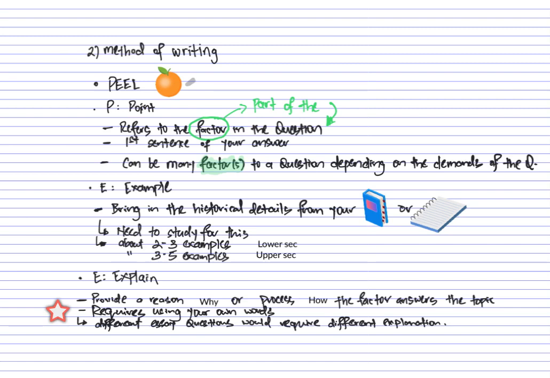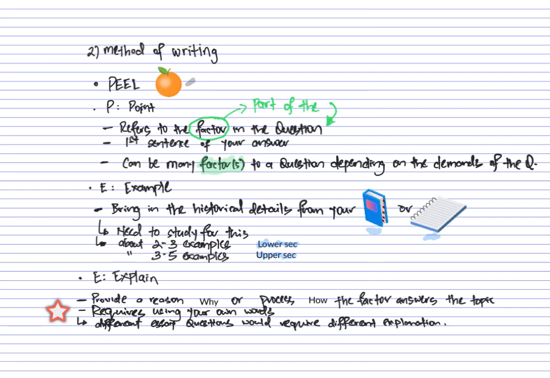Now you've got to bring in historical details from either your textbook or your notes over here. All right, so typically at lower secondary, the demand is to give 2 to 3 examples, while at upper secondary it is to give 3 to 5 examples. Now you really have to study for these examples. In this video I won't show you how to study, but I'm just telling you the method of writing will include examples.